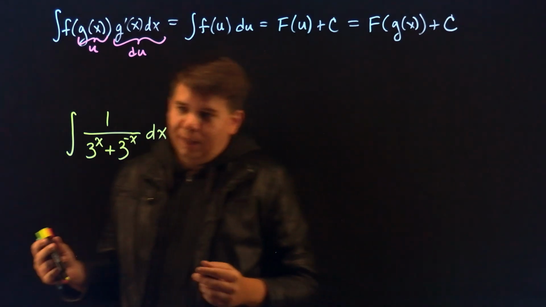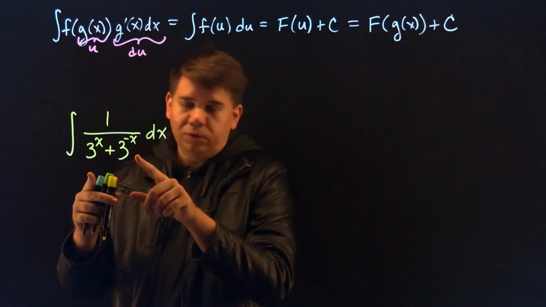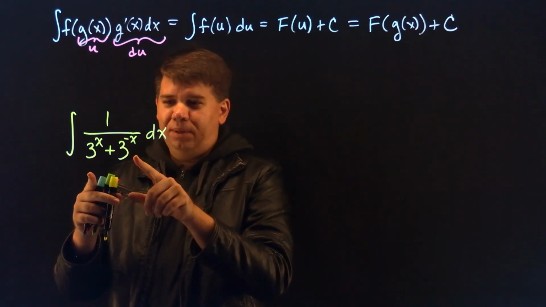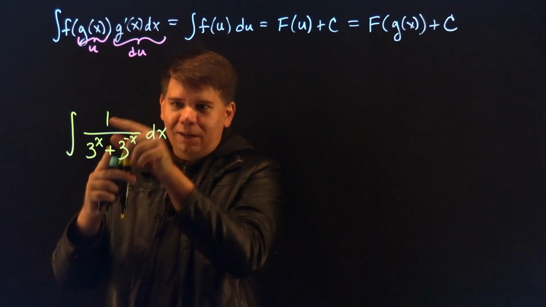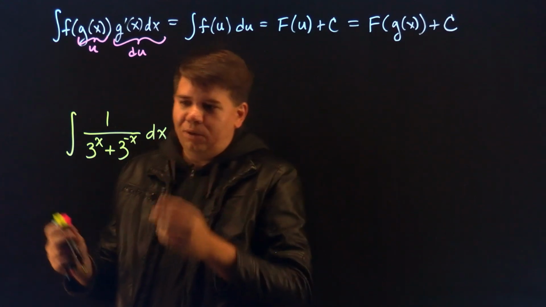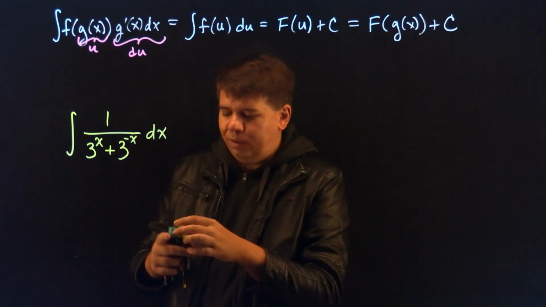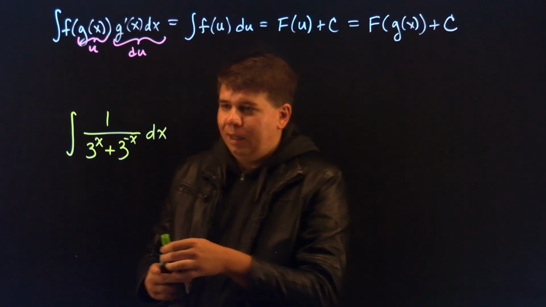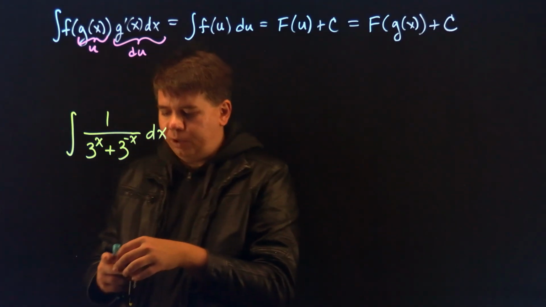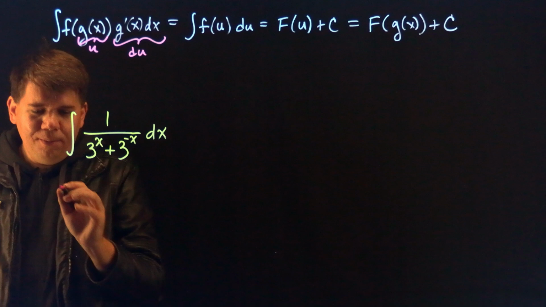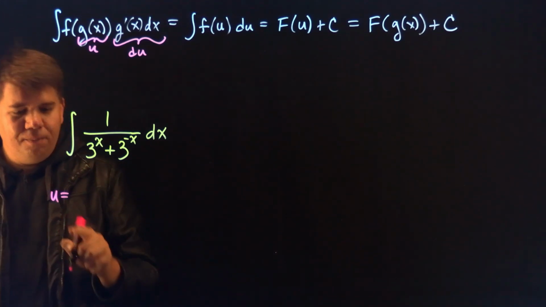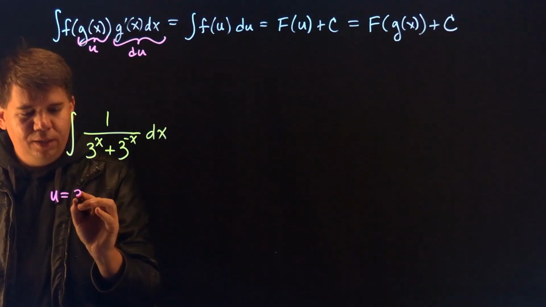You might try and make the whole bottom u, so it's just 1 over u. But the derivative of the bottom isn't lying anywhere, so that probably isn't going to work. It's not obvious what the u should be. You might try a couple things and fail a couple times before you get lucky. But I'm going to suggest that we try to make u just this piece right here, this 3 to the x piece.